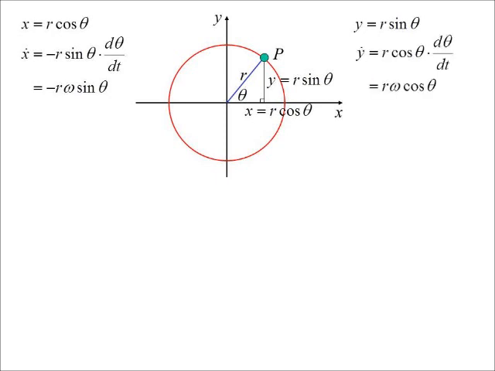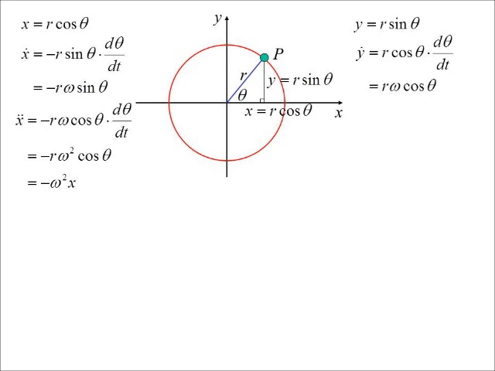Vertically I can do a similar thing. Differentiate r sine theta with respect to theta. We get r cos theta times d theta by dt. But d theta by dt is a constant, omega. We get r omega cos theta. So now we'll find the accelerations and something lovely happens. Acceleration: minus r omega cos theta times d theta by dt. Again, d theta by dt is omega. I get minus r omega squared cos theta.